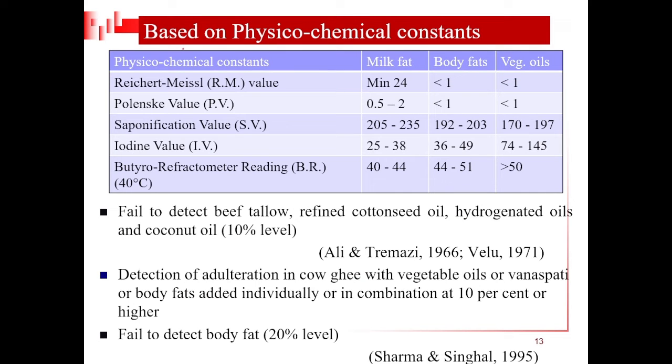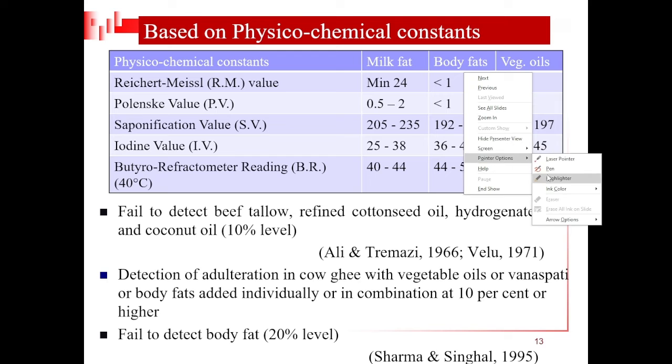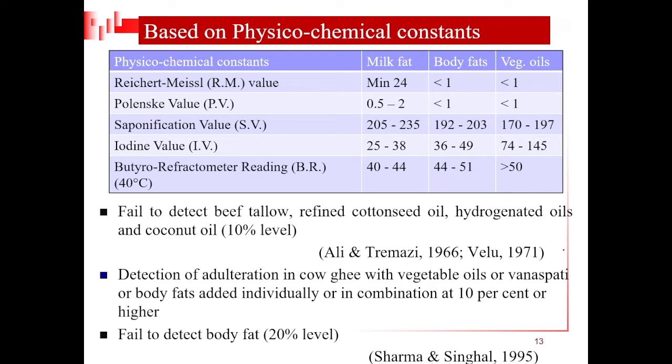So adulteration parameters are based on physicochemical constants. As shown in the FSSAI standard, the RM value for milk fat in ghee should be a minimum of 24, whereas for body fat it is less than 1, and for vegetable oils it is less than 1 again, because the RM value is indicative of the short chain fatty acids like butyric acid and caproic acid. So for body fats and vegetable oils, their value is less than 1.